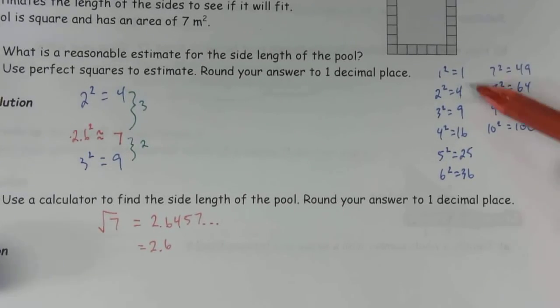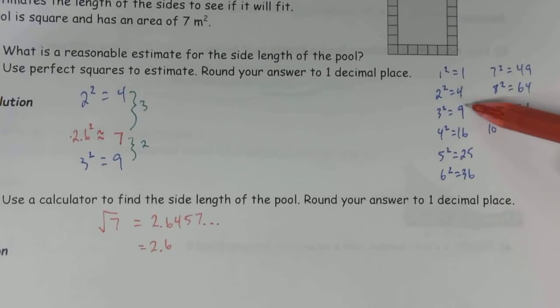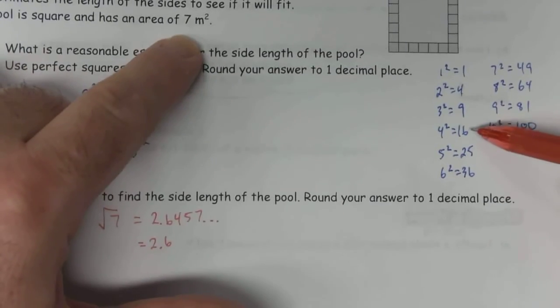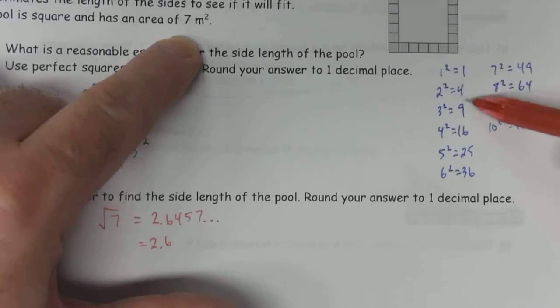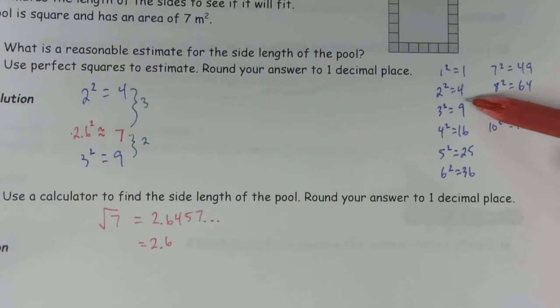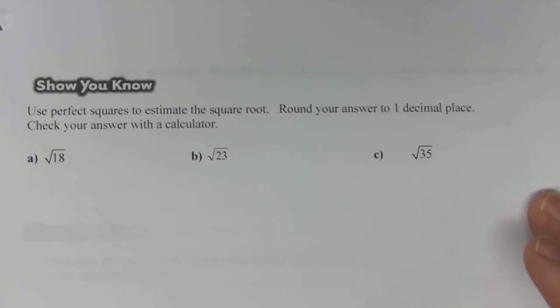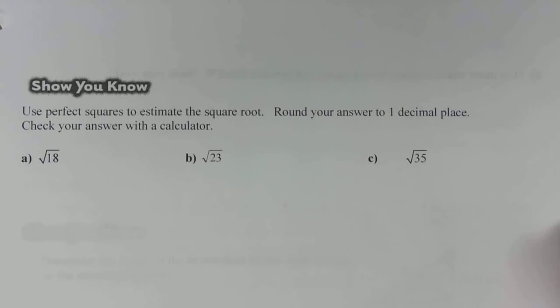So that's the process. Use the perfect squares that we know, find out where the number you're looking for, in this case 7, fits amongst these perfect squares, and use that to estimate the square root. Next up, we've got 3 show you knows to practice doing that exact process. Please do it.